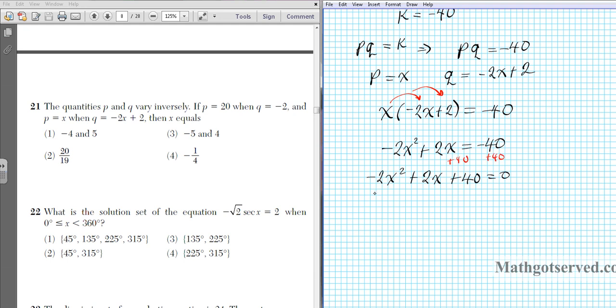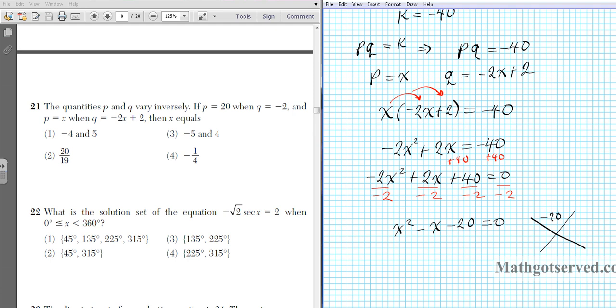Notice that I can divide everything by negative 2. If I divide every single term by negative 2, because I like this to be positive, that gives me the equation x squared minus x minus 20 equals 0. So let's factor this and then use the zero product property to finish it up.